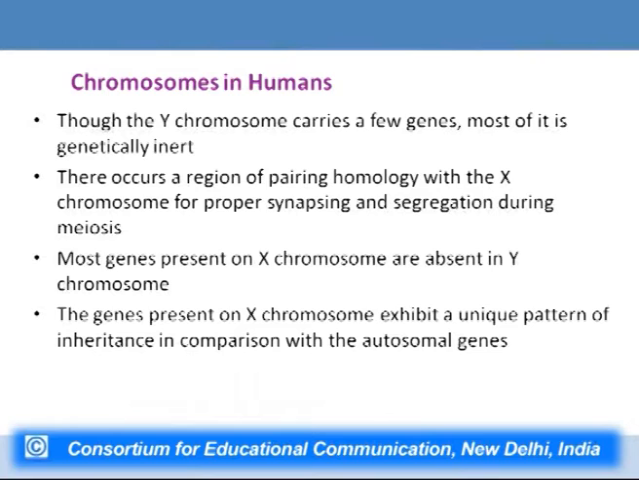However, there is a region of pairing homology between the X chromosome and the Y chromosome for proper synapsis and segregation during meiosis. If there is no region which could cause synapsis between the X and Y chromosome, there won't be proper segregation during meiosis, and aberrant germ cells might result, carrying both X and Y chromosomes. When this type of gamete is fertilized by a normal gamete, an individual will result who has an abnormal chromosome number, and this can result in many different types of syndromes.